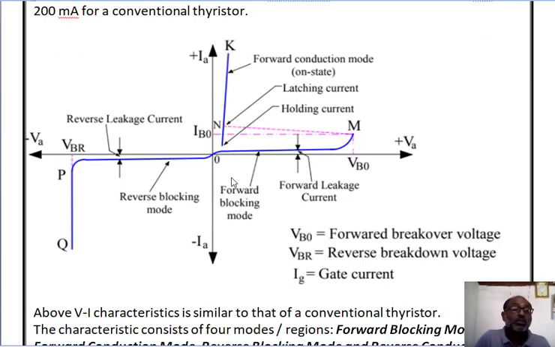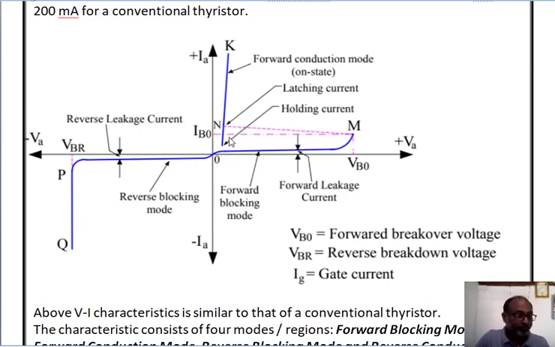Now let me see the working characteristics of the GTO. Now the VI characteristics of GTO is similar to the conventional thyristor or the SCR. But there is one major difference. Here the value of latching current in GTO is greater than the latching current required in the normal thyristor.